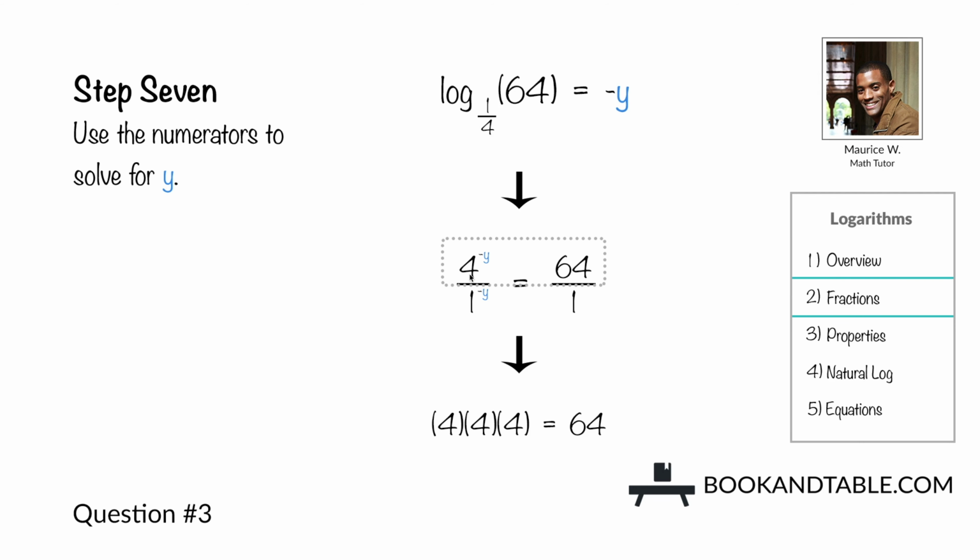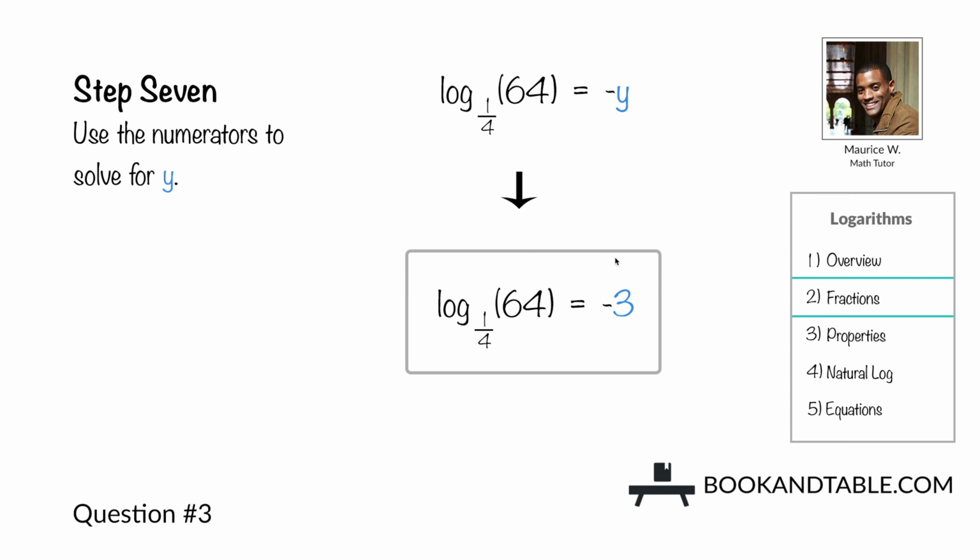So how many times do we multiply the base 4 times itself to get 64? The answer would be 3 times. 4 times 4 is 16, and 16 times 4 is 64. So if y is 3, that lets us know the answer is negative 3. So log of base 1/4 of 64 is equal to negative 3.